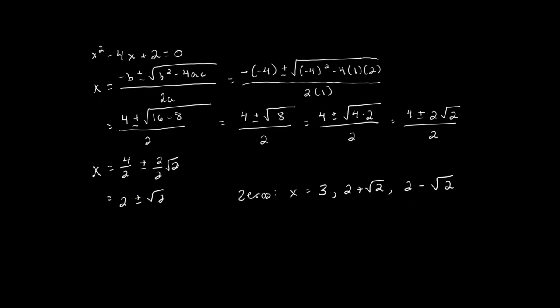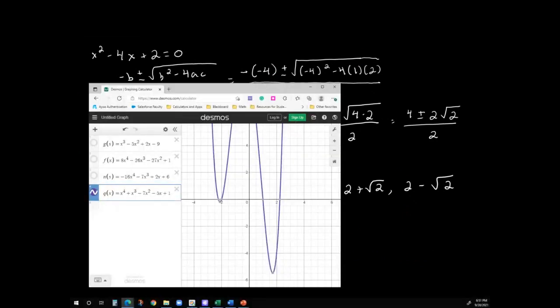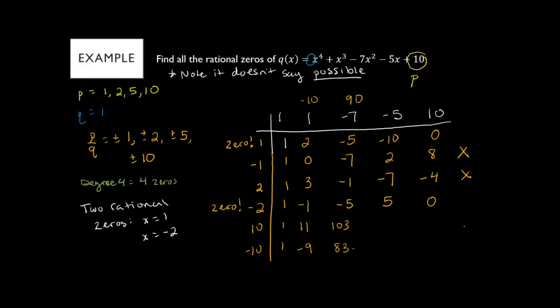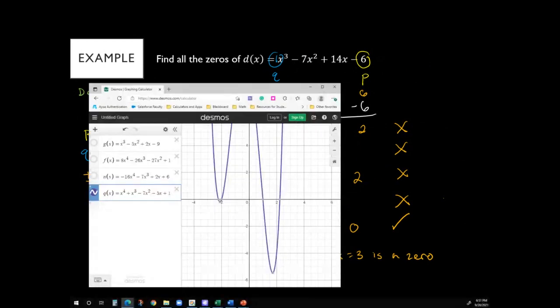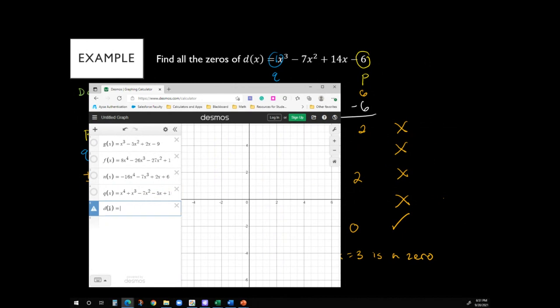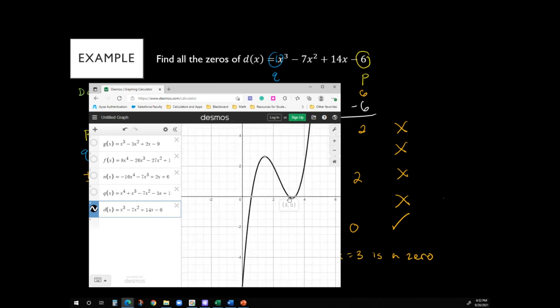So I'm going to bring up my Desmos. Actually, let me bring up, come on. There we go. I want to graph d. The d of x is x cubed minus 7x squared plus 14x minus 6. So we've got 3 zeros here. So you can see the one that we found, 3, 0. And then these are our irrational zeros.